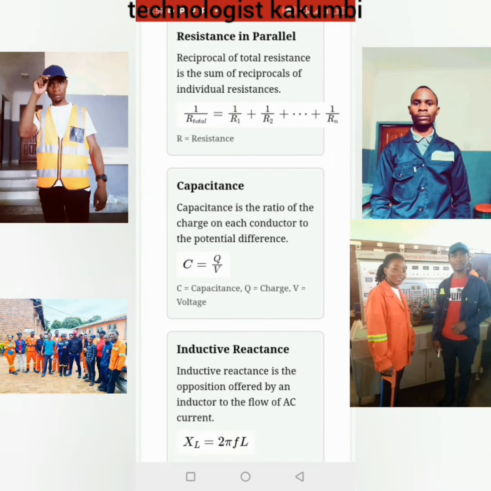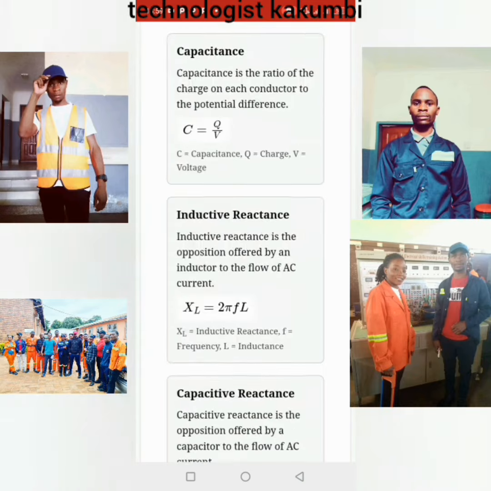The other thing that we need also to understand is where capacitance is concerned. So we say capacitance is the ratio of the charge on each conductor to the potential difference. So this is a formula for capacitance. Wherever you see C, we're talking about capacitance, Q, charge, V, voltage.